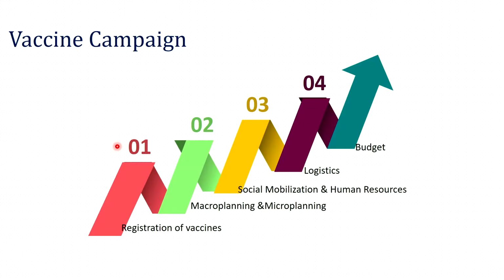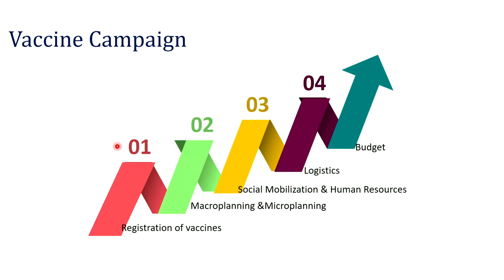The vaccination campaign has essential upstream processes that start from the vaccine registration by the manufacturer for market authorization and application to the WHO for pre-qualification so that they can access the developing countries' market. The macro and micro planning set up the vaccine aspect in the field.